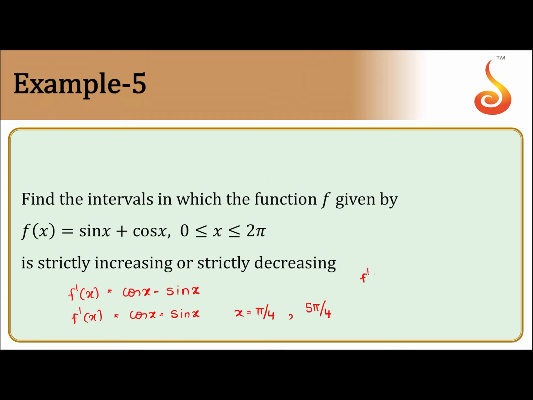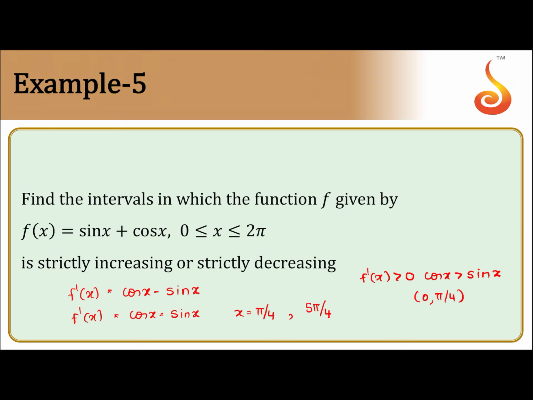Now, f dash x is greater than 0 whenever cos x is greater than sin x, meaning cos x minus sin x is greater than 0. Cos x is greater than sin x in the interval 0 to pi by 4. From 0 to pi by 4, cos x is always greater than sin x, if we talk about the first quadrant.